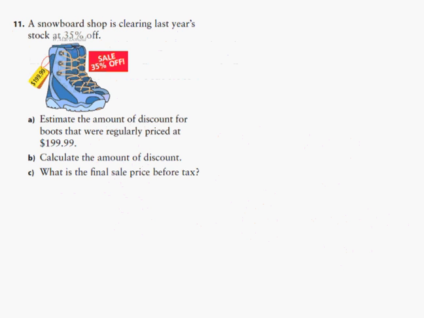Question 11 says a snowboard shop is clearing last year's stock at 35% off. Okay, so it says estimate the amount of discount for boots that were regularly priced at $199.99. Well, obviously, I am not going to use $199.99. I'm going to use $200 as my estimation. And 35% is roughly 25% and 10%. So 25% is half of half, which would be $50. 10% is move the decimal one place, which is $20. So 35% would be $70.